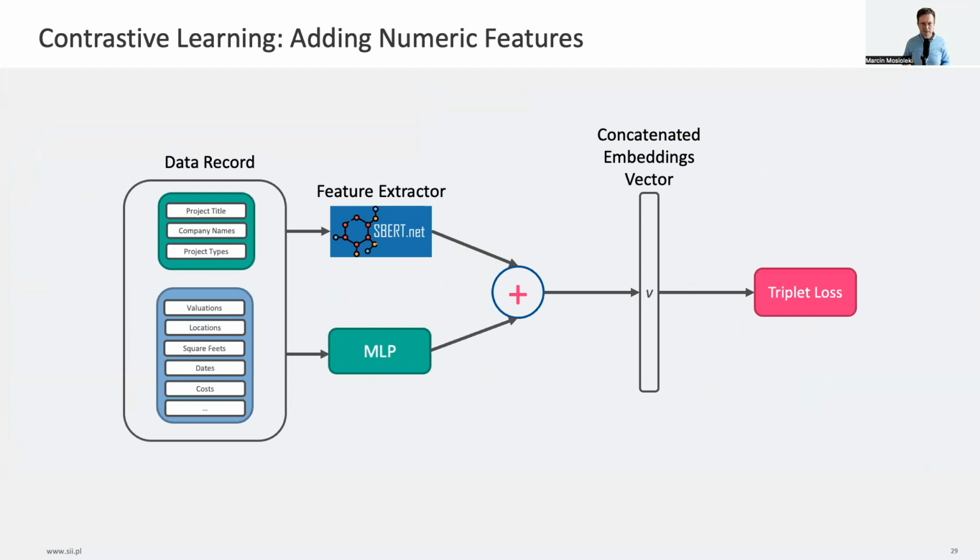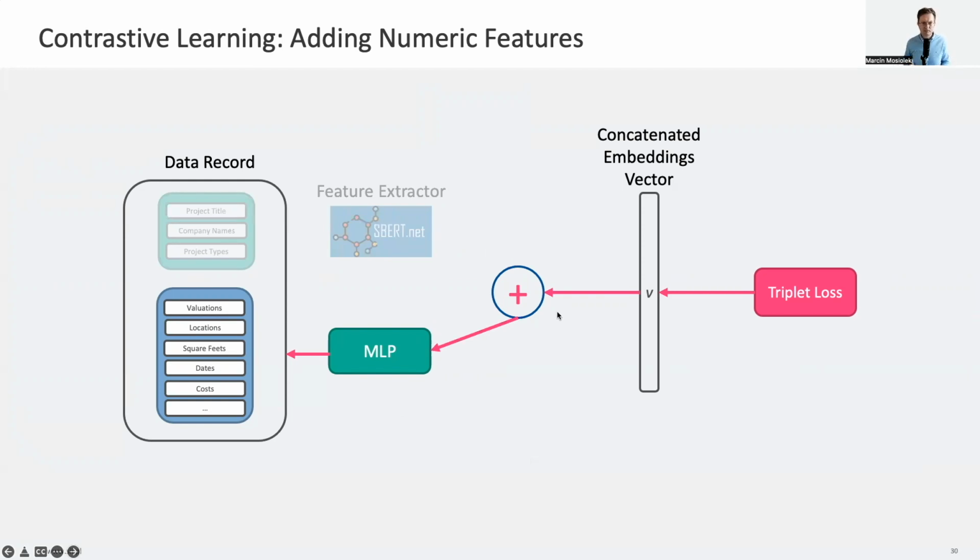Once the SBERT model was trained, we started adding the numeric entities. We designed a small few-layer neural network with nonlinearity to produce embeddings of numeric entities. The results produced by this network were concatenated with the embeddings produced by SBERT trained in the previous step. And once again, the triplet loss framework was applied.